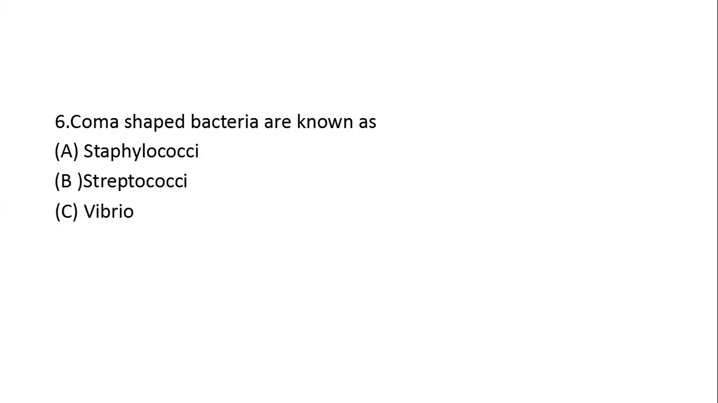Next question. Comma-shaped bacteria are known as: A, Staphylococci, B, Streptococci, C, Vibrio, and D, Bacillus. So here the right answer is option C, that is Vibrio.